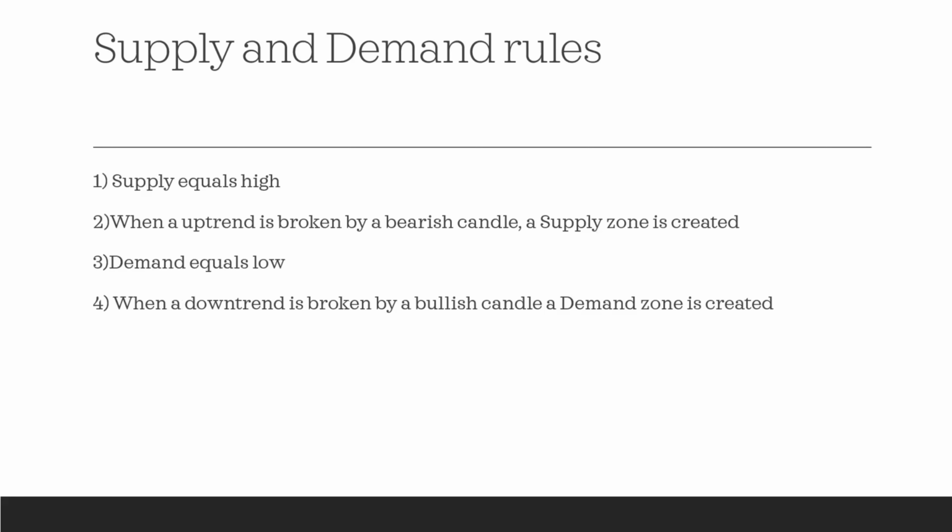Supply zones equal high zones. High zones, like from the sky, like when it rains. If it's raining, it's not going to rain from your feet. It's going to rain from above you. That's what a supply zone is. Supply zones are supplying us with price. They're supplying us with rain, so on and so forth. When an uptrend is broken by a bearish candle, a supply zone is created.